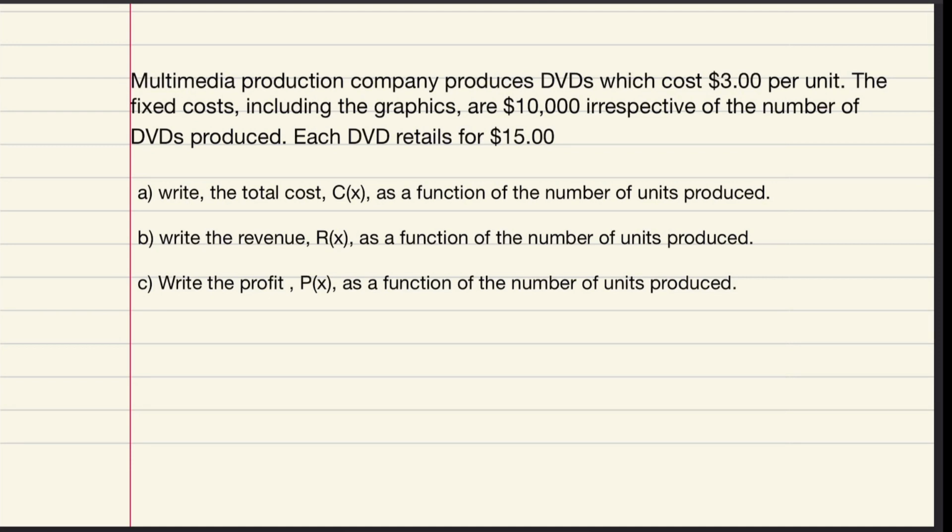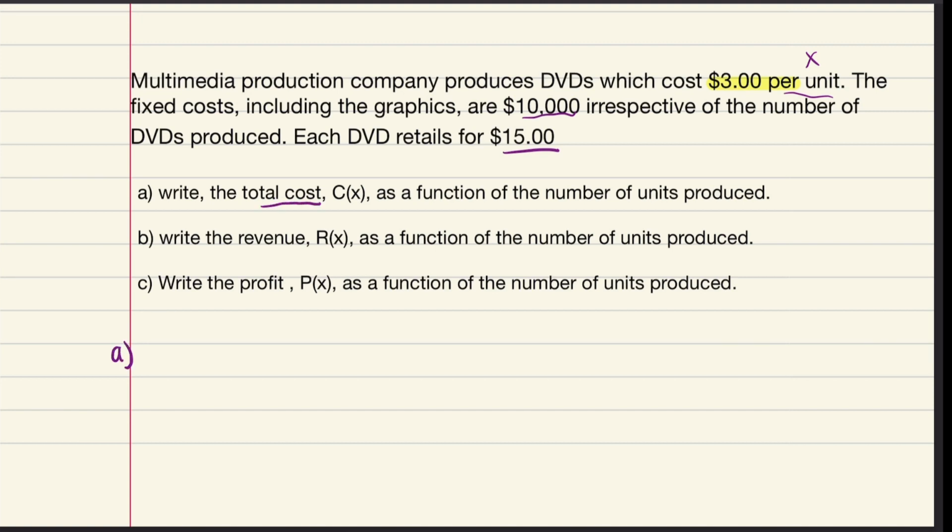Multimedia Production Company produces DVDs which cost $3 per unit. So when we're talking about unit, we're talking about per CD. So that can be thought of as x. The fixed costs, including the graphics, are $10,000, irrespective of the number of DVDs produced. Each DVD retails for $15. Write the total cost as a function of the number of units produced. So we'll start off with this one here.